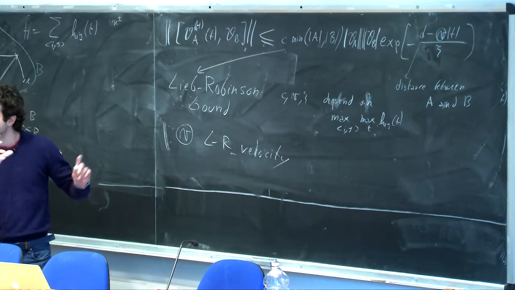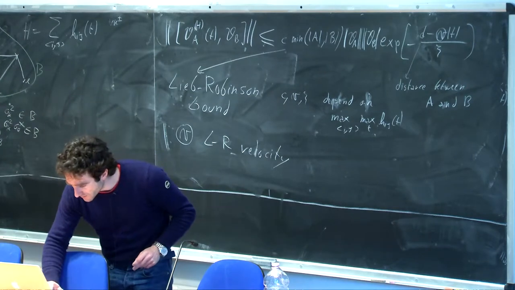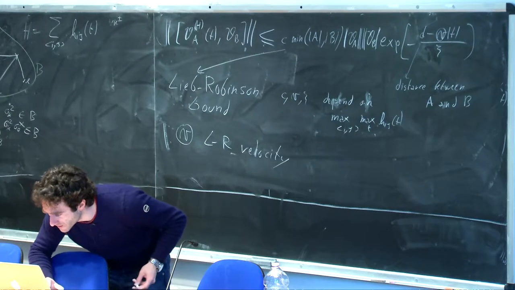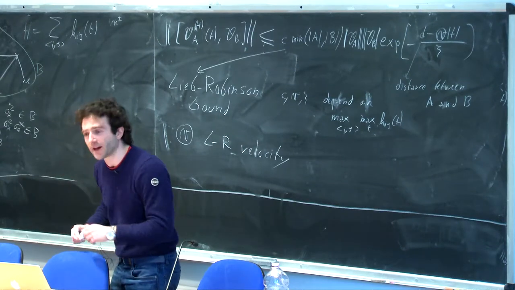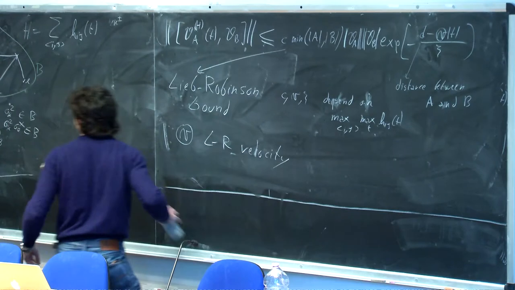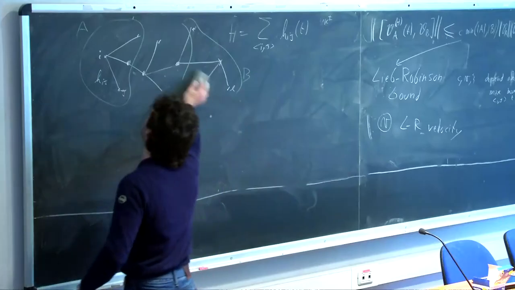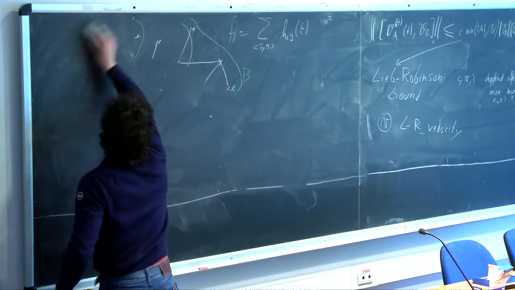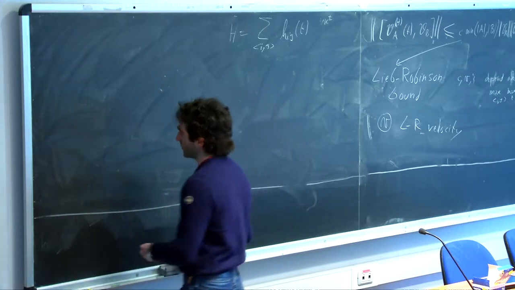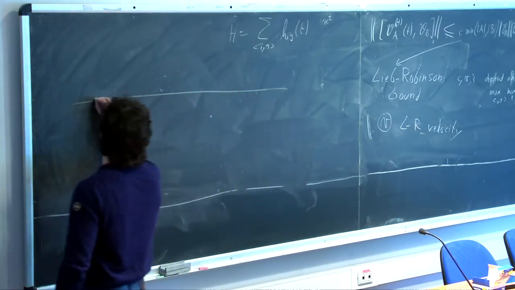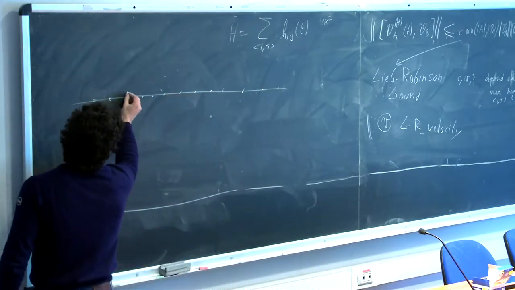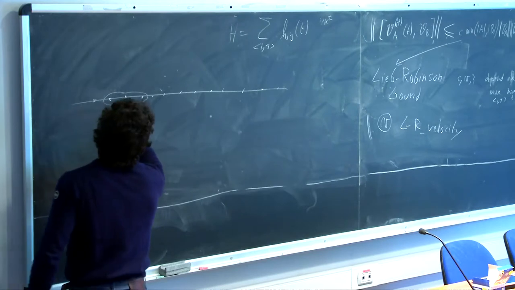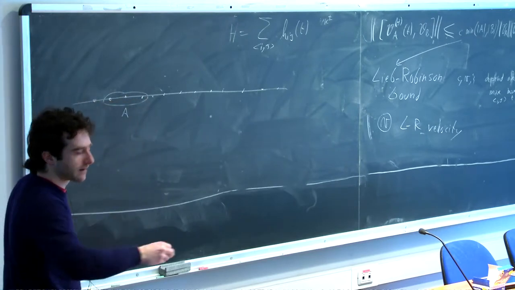Just a few physical consequences of this. One of them that I like is the following. Let us now, for the sake of simplicity, consider a spin chain. I'm going to consider this graph. So we have this chain, and these are our spins. Now we have the operator, our observable, in A. Now let's consider the time evolution of this observable.